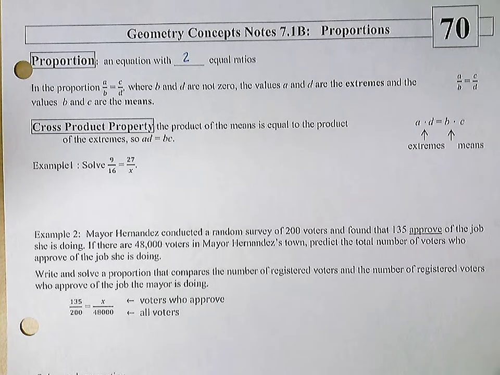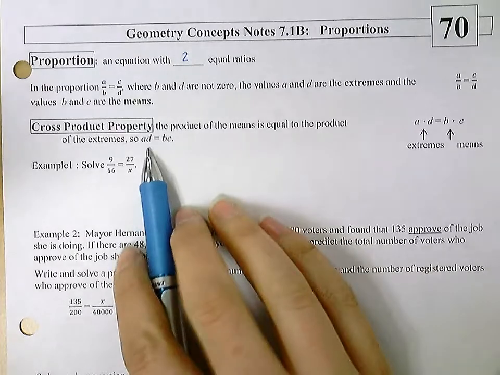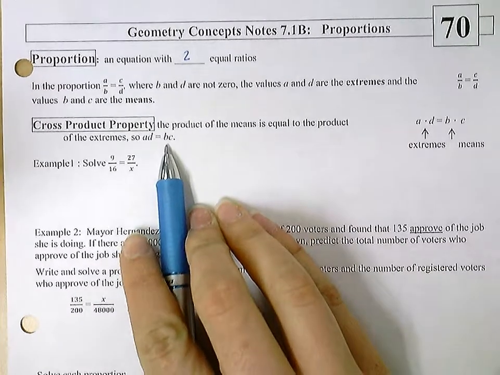In the proportion A to B equals C to D, where B and D are not zero, the values A and D are the extremes, and the values B and C are the means. So you're going to combine your extremes and combine your means, and those are going to be equal to each other. So to solve a proportion, we use the cross product property. So the product of the means is equal to the product of the extremes. So we have A times D equals B times C.